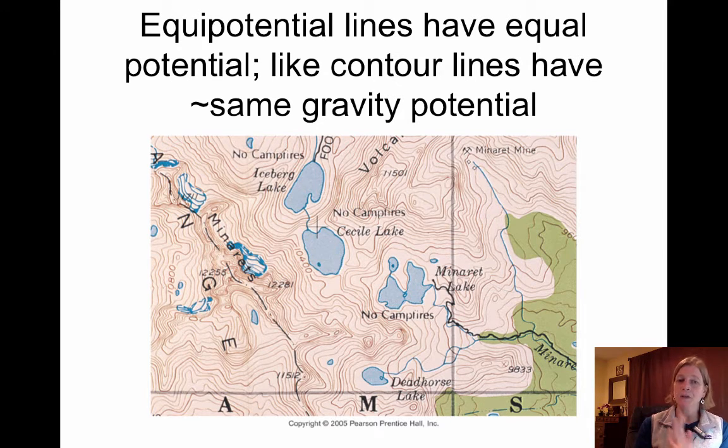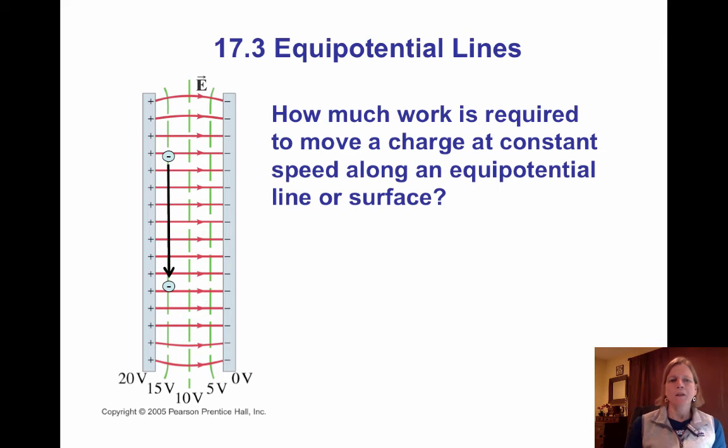So if we're going at constant speed and we stay on a flat surface, from a physics point of view, we do no work. You could review that in Chapter 6. The same is true here. And if you move a charge along an equipotential line, from a physics point of view, you have done no work. You have to move the charge along an electric field line in the direction of the electric field. You have to change your potential in order to do work.